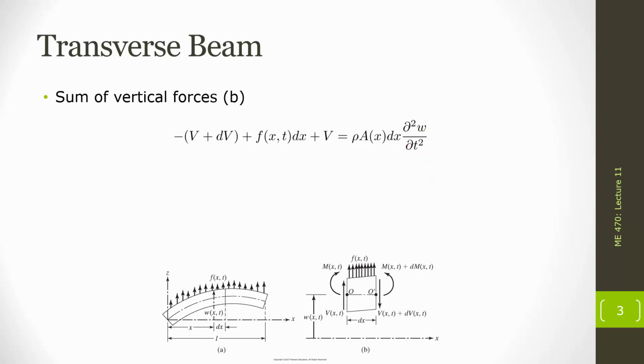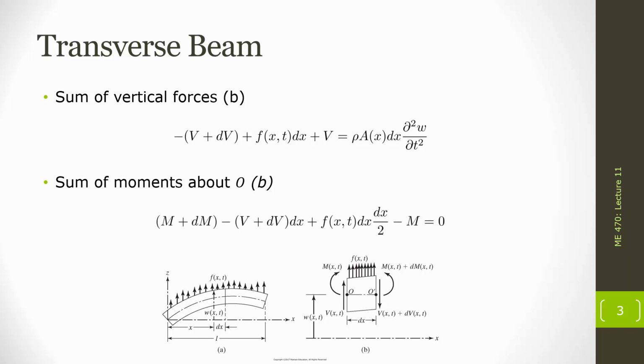So we can take that sum of forces and we'll put it aside for the moment, because we can also take the sum of moments around a point on our picture. So if we take the sum of moments around point O, we can see what are all of the moment effects. So the internal bending moment in the positive counterclockwise direction, we have the M plus the dM.